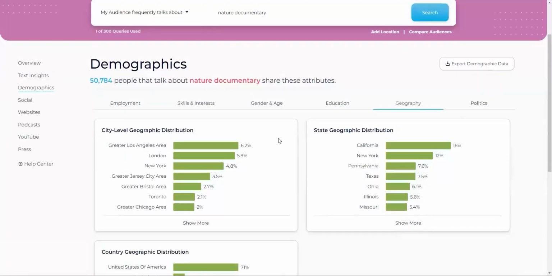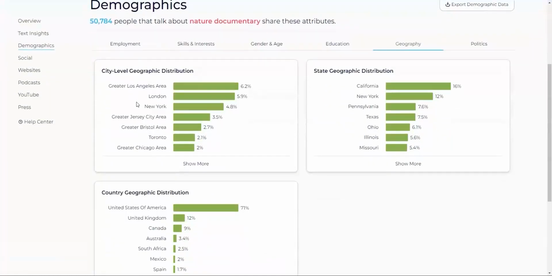When it comes to geographic locations, it's split by city level, state level, and country. LA, London, and New York are the top cities. I would consider everything below that interesting, but not necessarily something to target when you have a smaller budget. By state, you have California, New York, Pennsylvania, Texas. So I'm looking for anything that's over 5%.